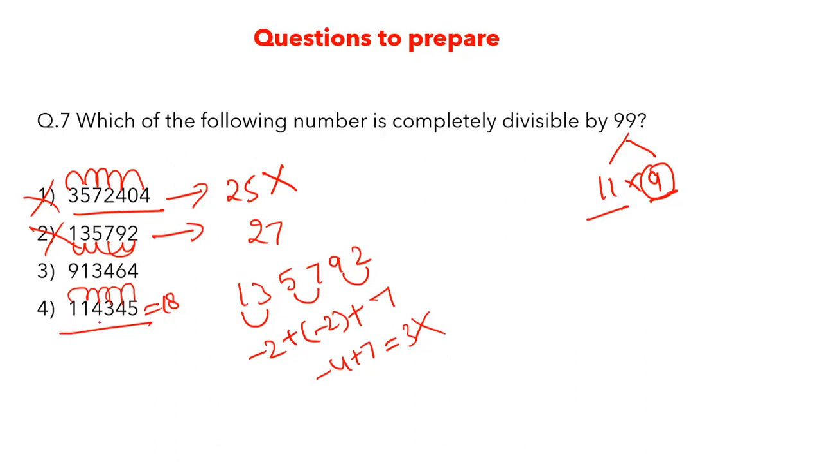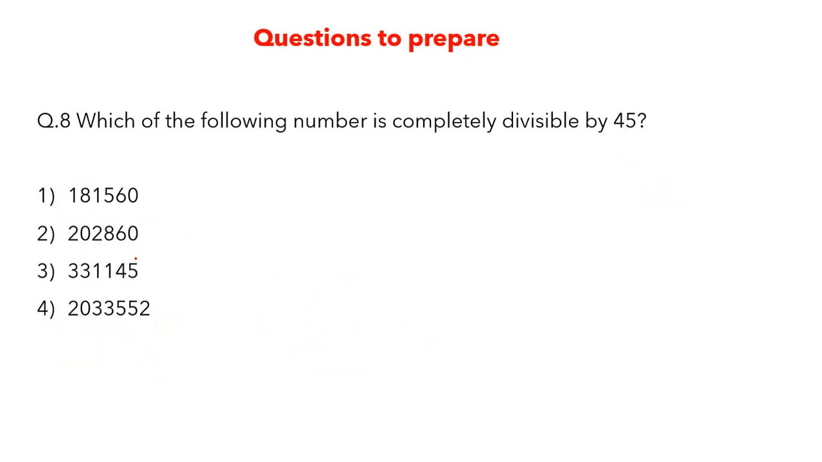Let's check for the 11. So 1 minus 1, 0. 4 minus 3, 1. And 4 minus 5, that is going to give me minus 7. So we are having 0. So it means this is the number that is divisible by 99. Let's not check this one because only one option is correct. Okay, so let's move to the next question now.